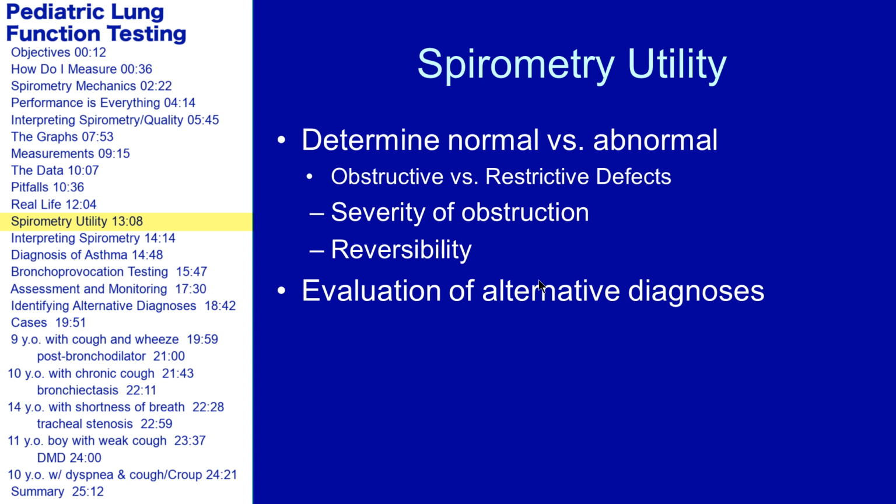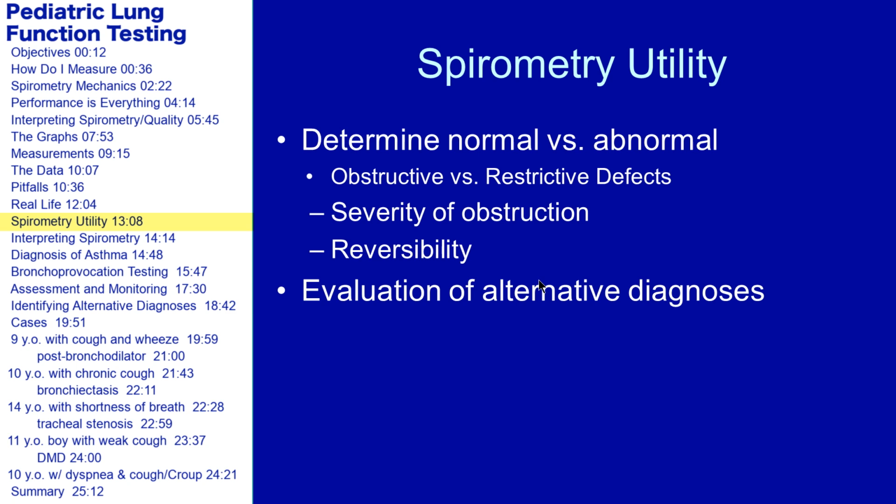So switching to the utility of spirometry, now that we've identified how we're going to find quality and reproducible tests, really what we're using spirometry for is to answer a few questions. The first is, is this normal or is it abnormal? And then if it's abnormal, trying to get a sense of, does this look like an obstructive respiratory defect or is it a restrictive defect? And then if it's one of those two, particularly if it's obstructive, what's the severity of obstruction? And there's some guidelines for how we should rate severity. And then, is it reversible?